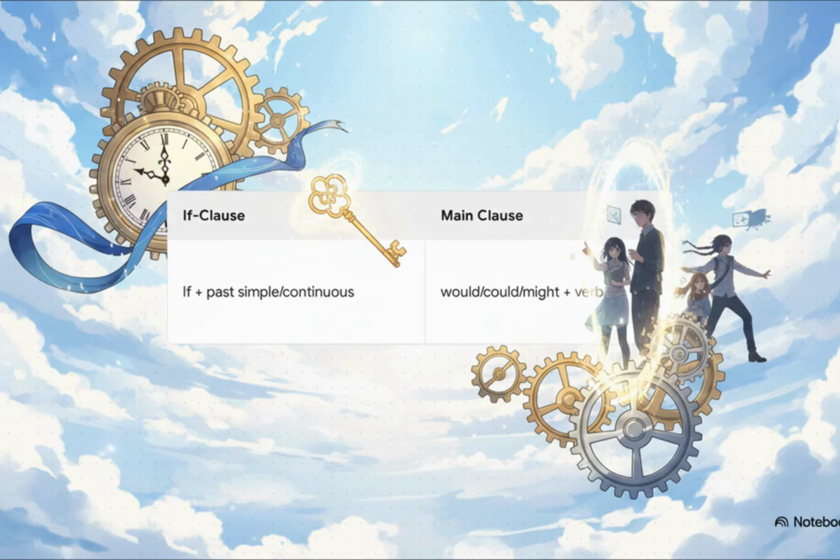The if part uses the past simple tense. Now, why on earth would we use the past to talk about the present? Well, it's actually a clever grammar trick. It's our signal that we're stepping away from reality, and the result then uses would, could, or might.